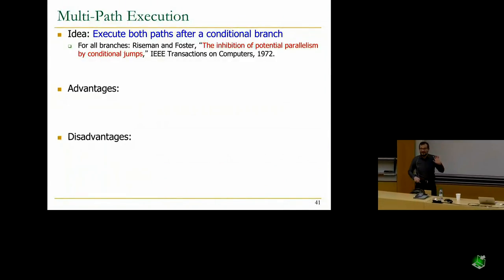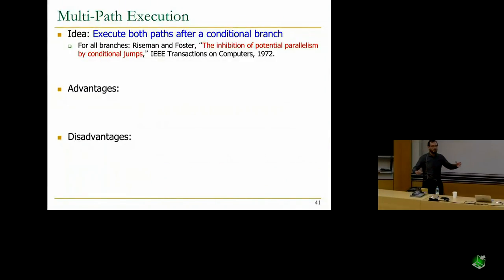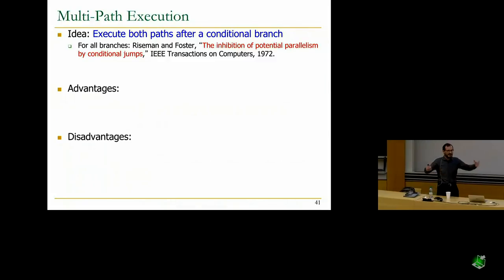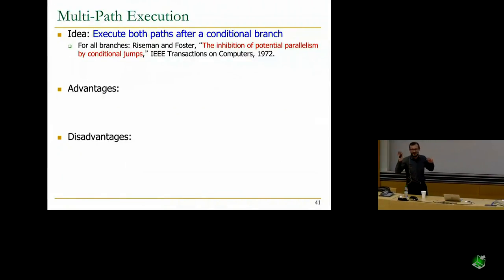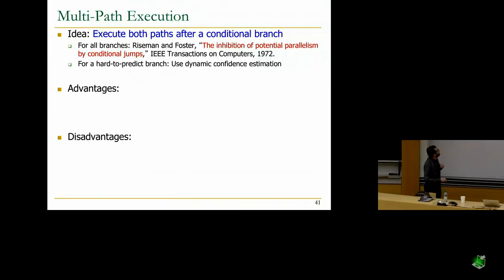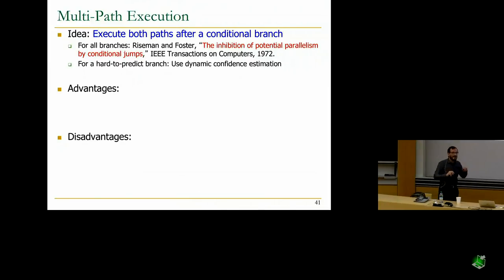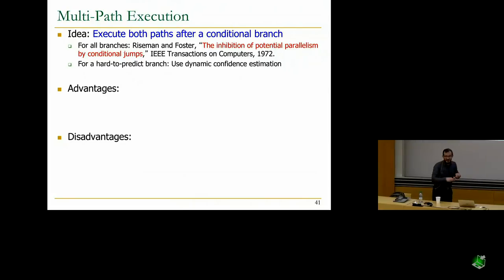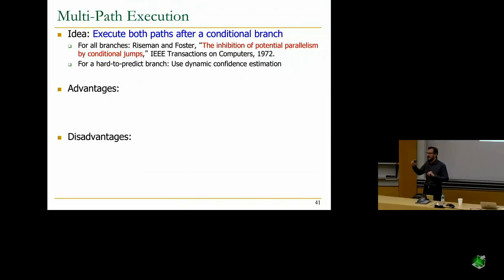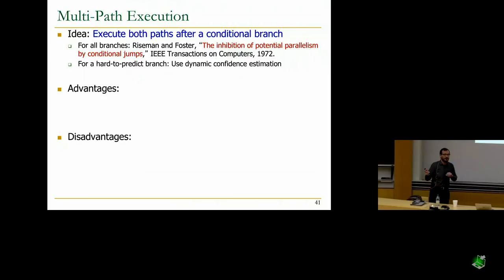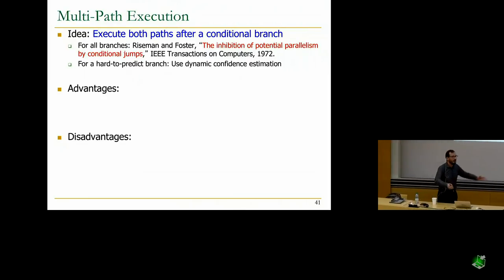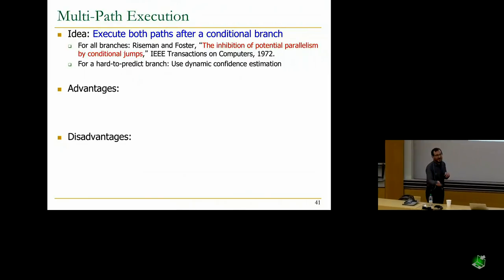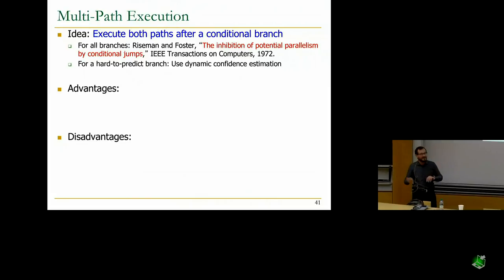I'm not going to go into the details of this a lot, because you need to keep both paths' context. What if you reach another branch? We discussed this very briefly last time. But the big idea is, if you do it for a hard-to-predict branch, this may be a good idea. You use dynamic confidence estimation, as we've discussed, right? If you're not very confident in your prediction, maybe go both paths. You're going to discard one path, of course, at some point.